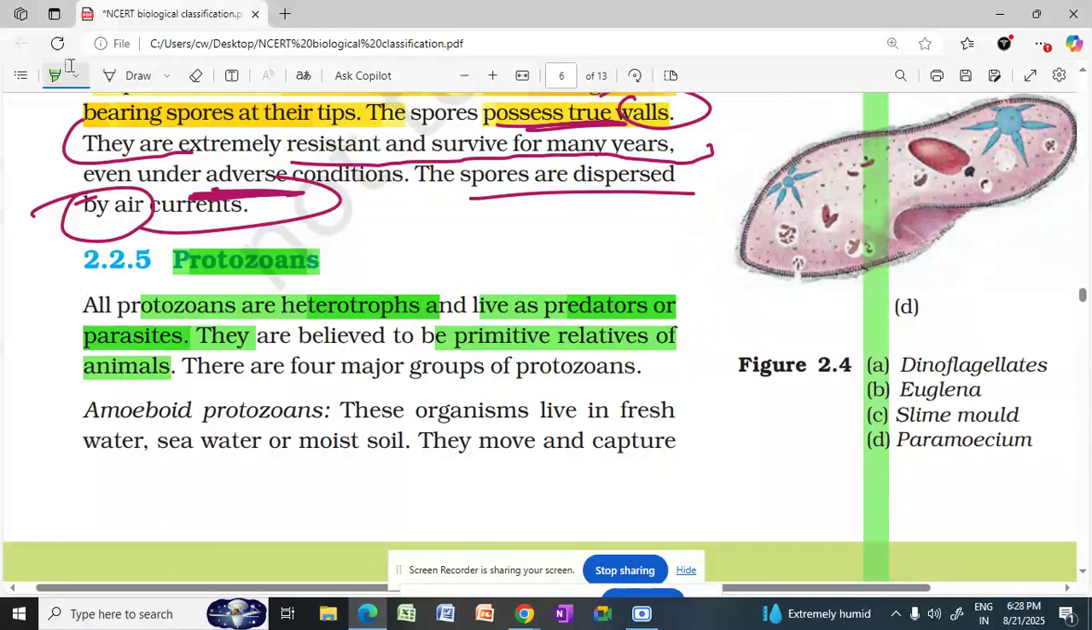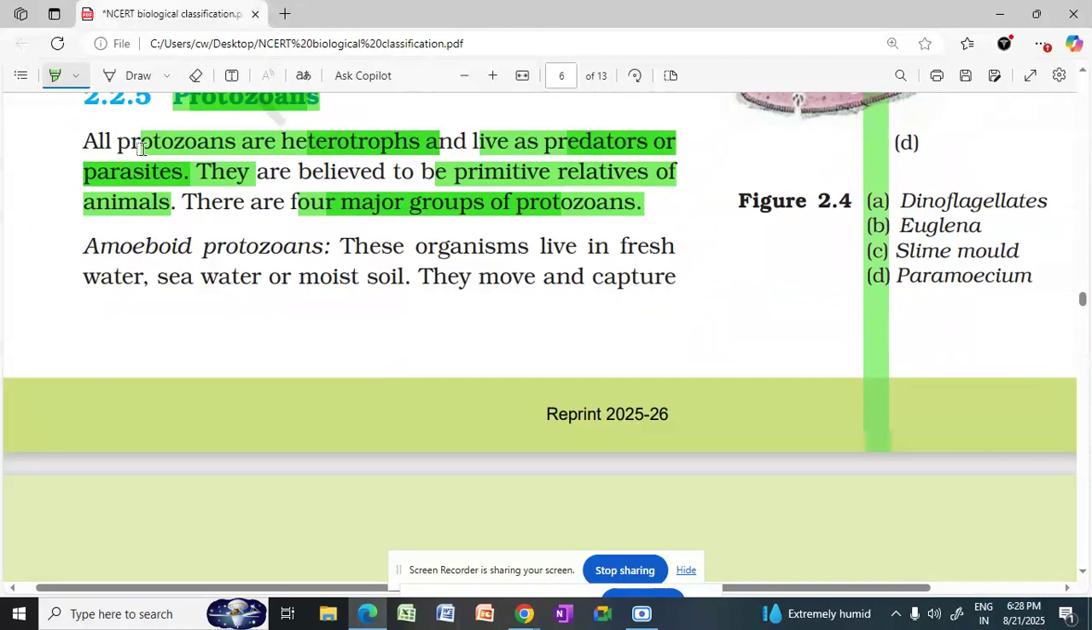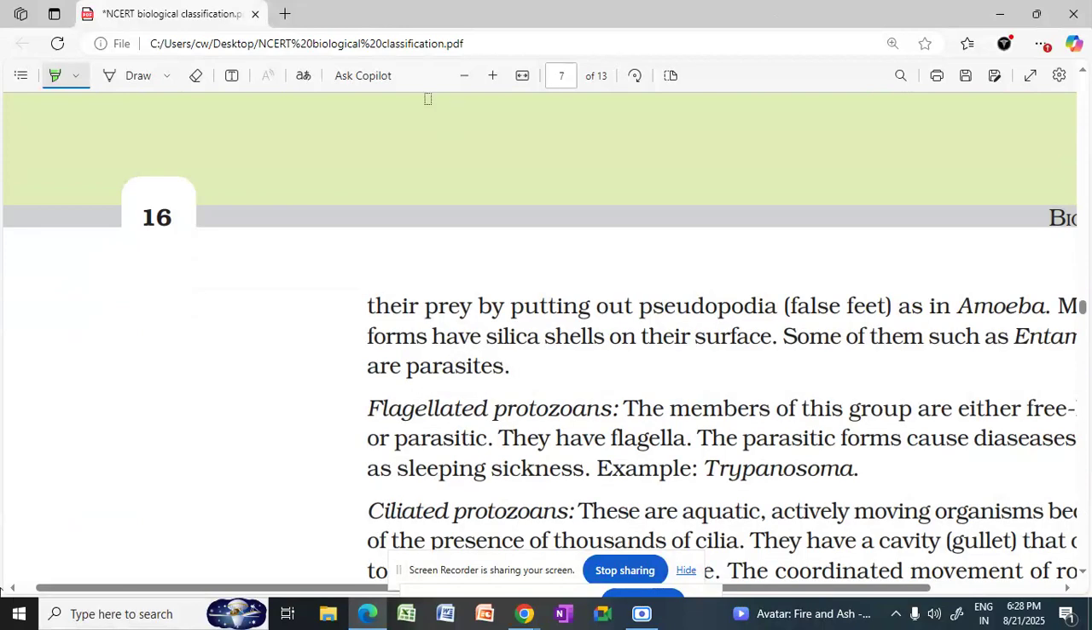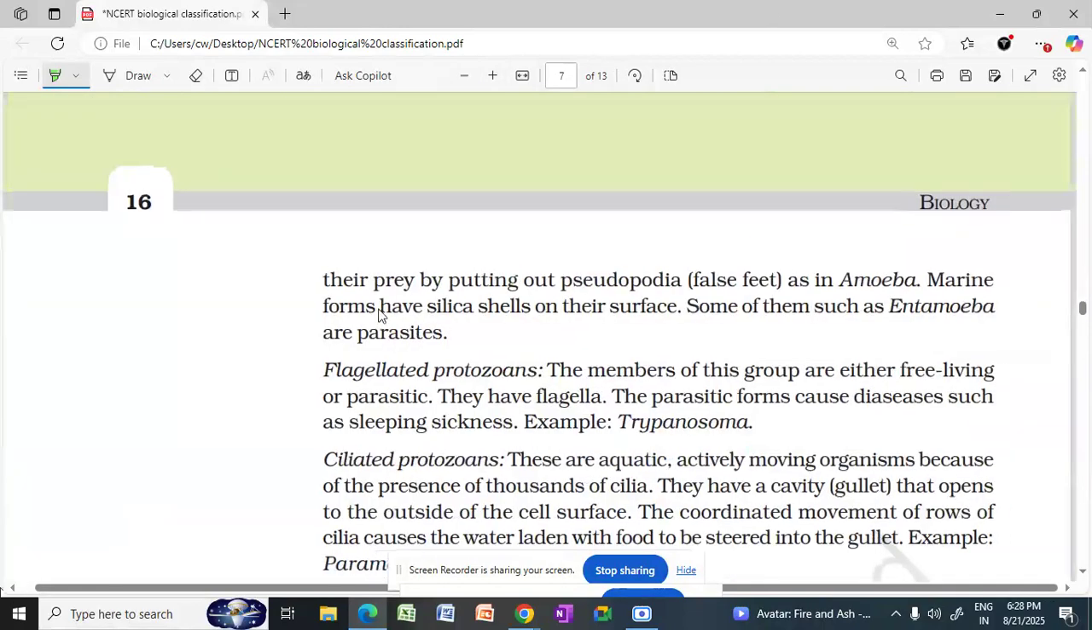So in total we have four groups of protozoans. How many groups of protozoans do we have? Four groups. First I'm discussing here the amoeboid protozoan. Am I clearly audible? Is my screen visible? Let me know if there is any problem. Listen to each and every point clearly. At the end, we will do revision. So, clear?